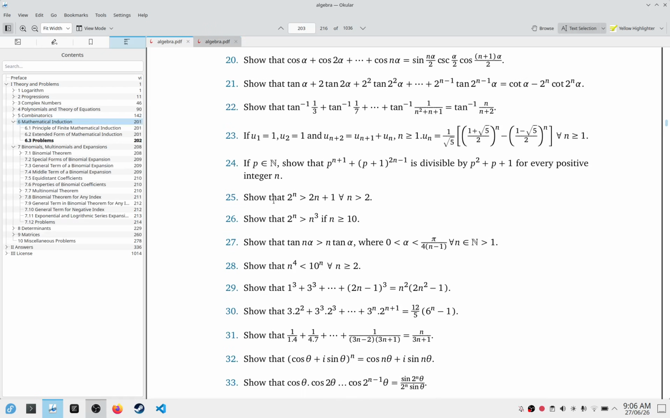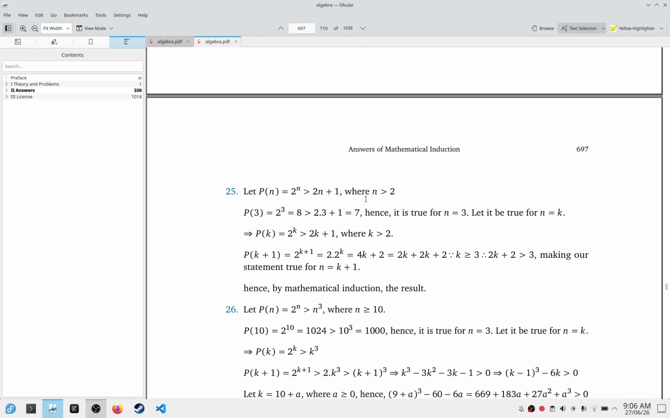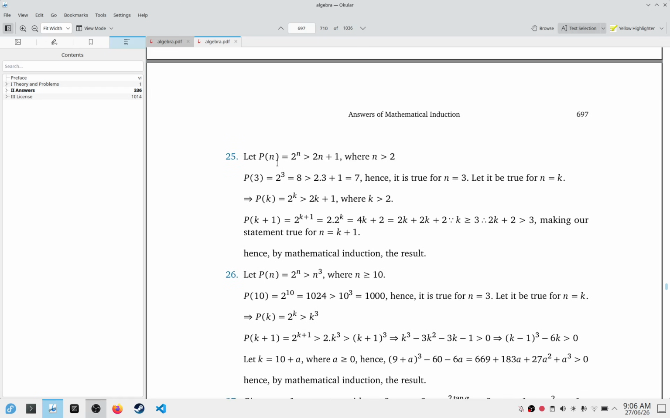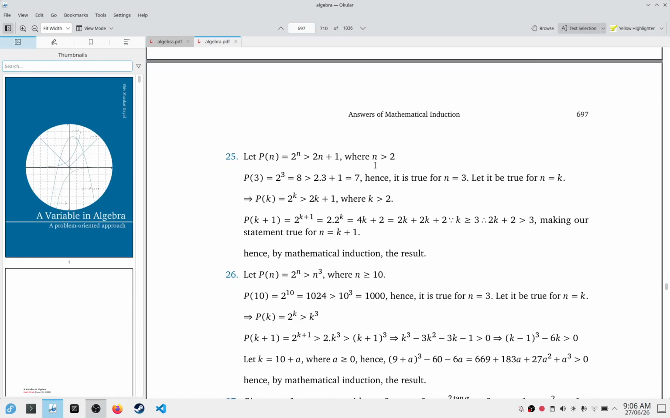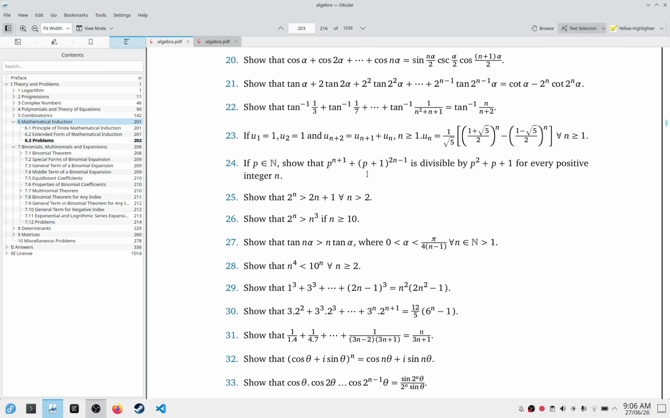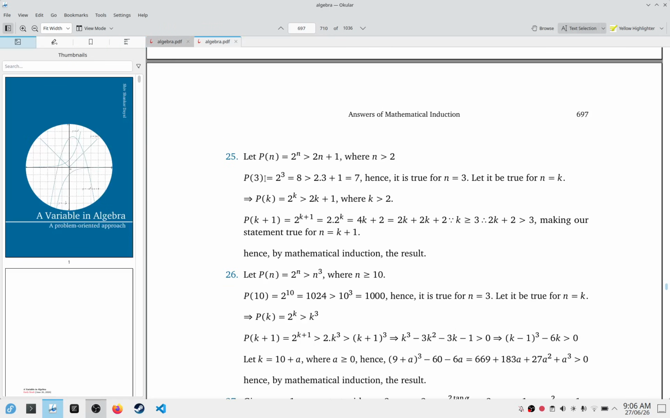Question 25 says that show that 2 to the power n is greater than 2n plus 1 for all n greater than 2. So we let the given expression be P(n). So for n greater than 2, we put n is equal to 3, we get 2 to the power 3 is equal to 8, and the right-hand side becomes 2 into 3 plus 1 is equal to 7.